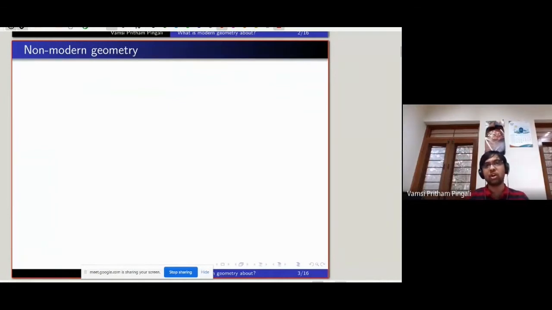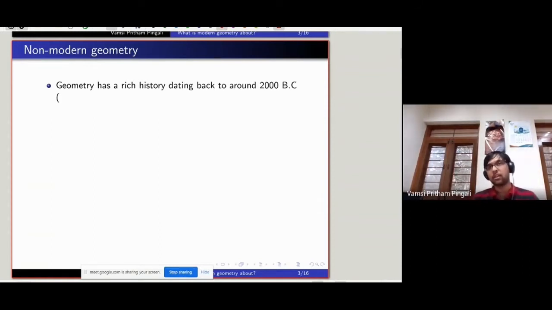So what is non-modern geometry? What is, well, not quite ancient geometry, but yeah, what is non-modern geometry? So a very quick crash course in the history of geometry. By no means can I claim to be an expert in either geometry or its history, but it has a very rich history, going all the way back to the second millennium BC, no less.